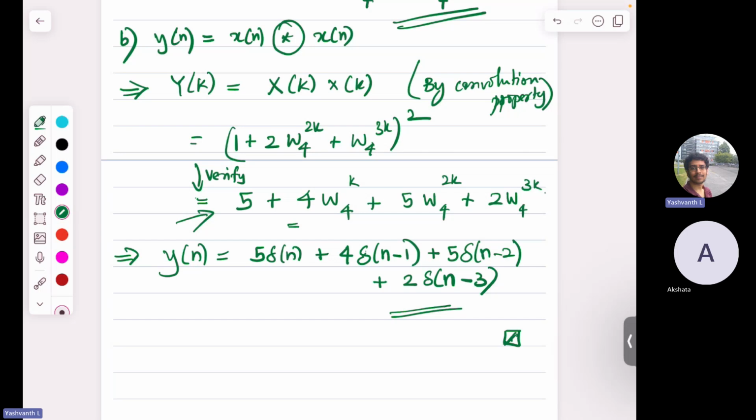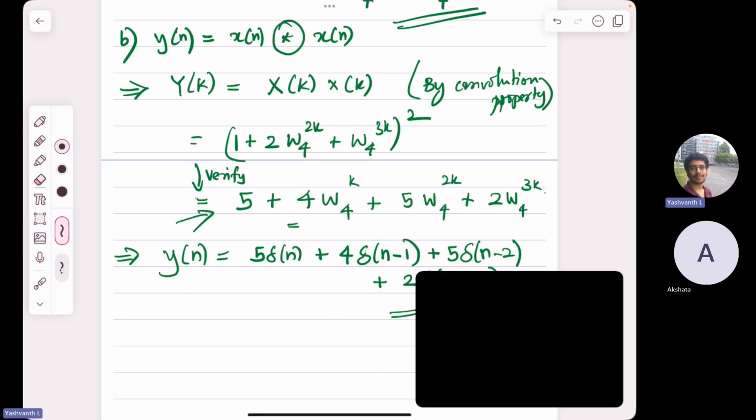So are there any questions, any doubts in DFT that we have discussed today? No, sir. Okay, great. So then we will stop now.